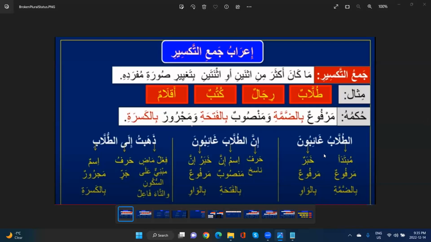So at-tulabu is the mubtada in this sentence. Ghaibuna is the khabar. Is the mubtada marfu bil dhamma? Yes. Is ghaibuna khabar marfu bil waw, the una sound? Yes. Over here, inna tullaba ghaibuna: indeed, the students are absent. Inna is the harf, and because of that at-tullaba becomes ismu inna, which is Nasab, and it is fatha. Ghaibuna is still khabar. Khabar inna is supposed to be marfu, so you still have the una sound.